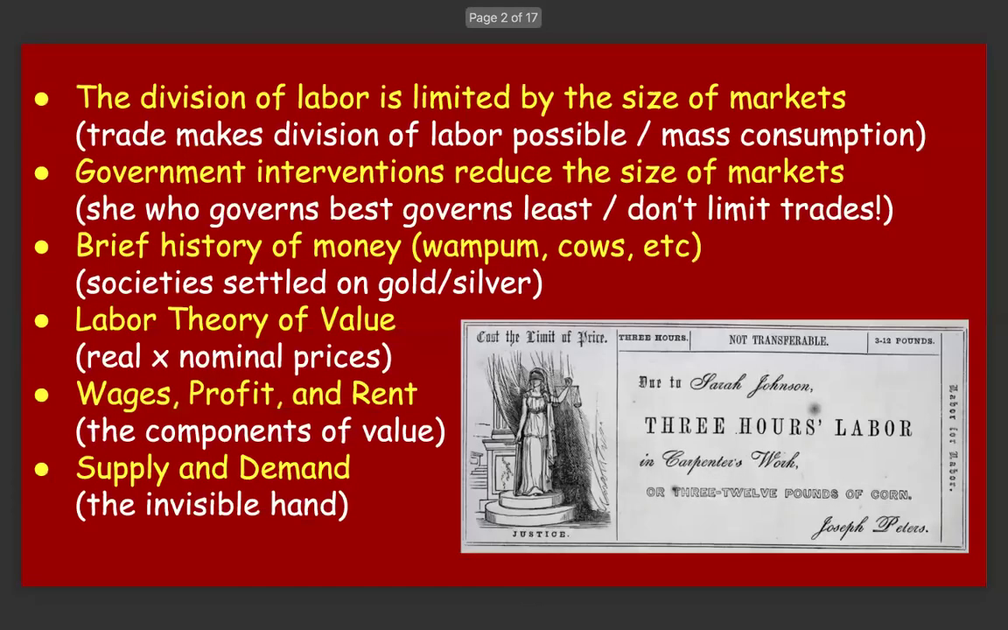All right. Main ideas of the book, and just so you have a sketch, an overview of the argument. So the first chapters of the book discuss the fact that the division of labor is limited by the size of markets, right? So trade is not a zero-sum game, it's a positive-sum game, because the more trade you have, the more division of labor you have, right?